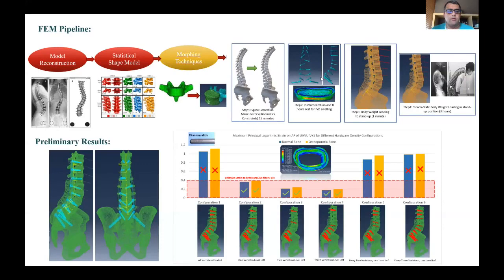My preliminary results for one failure case, with hardware extended to L1, showed that the maximum principal logarithmic strain on disc fibers of the proximal level exceeds 0.4. Hence, one reason for failure is fiber breakage on proximal levels, and by decreasing hardware density, like leaving one vertebral level, we can prevent proximal junction failure by increasing hardware mobility.